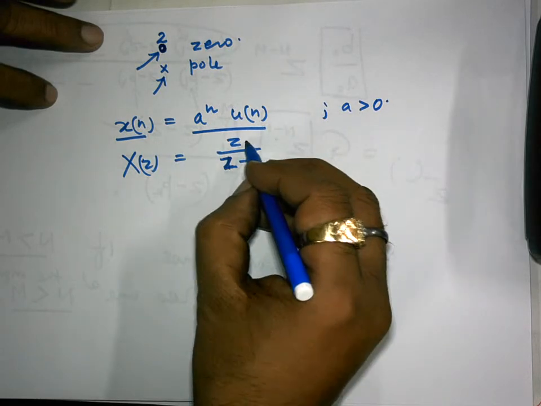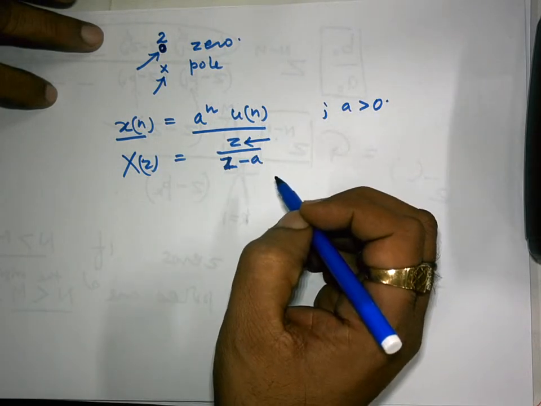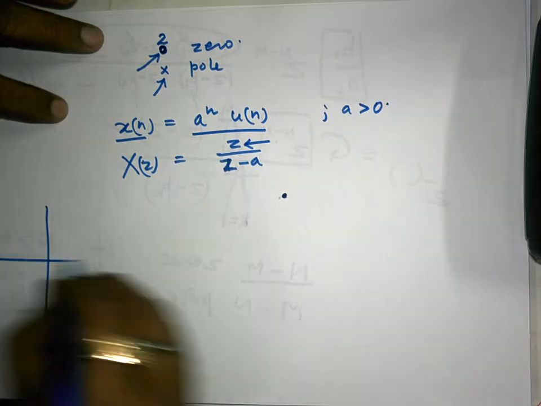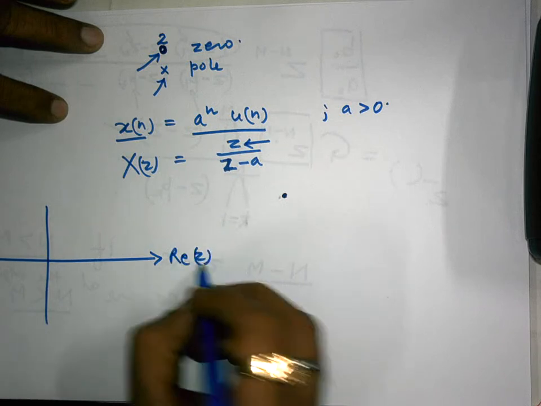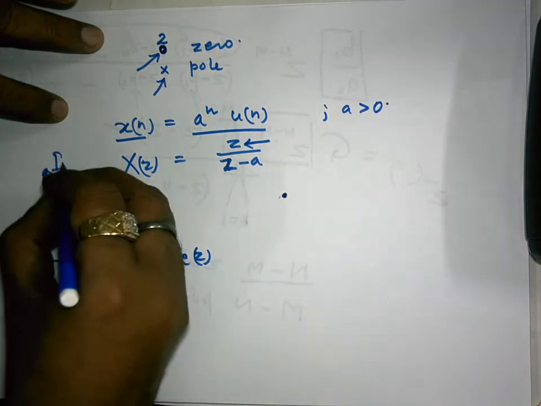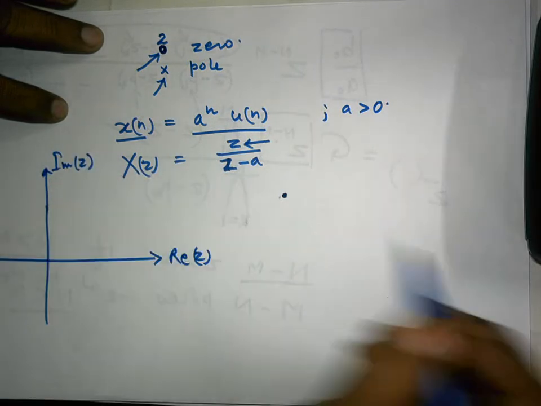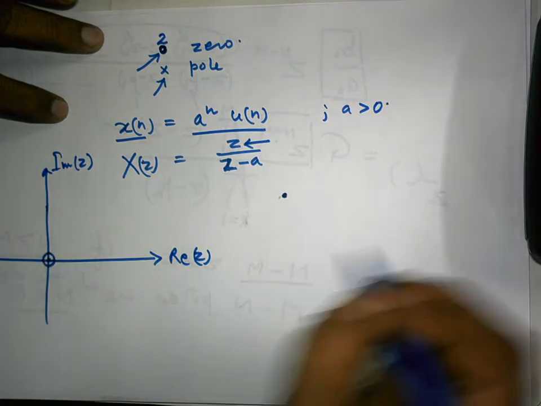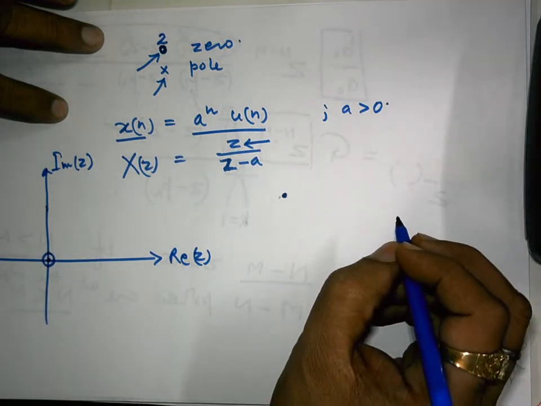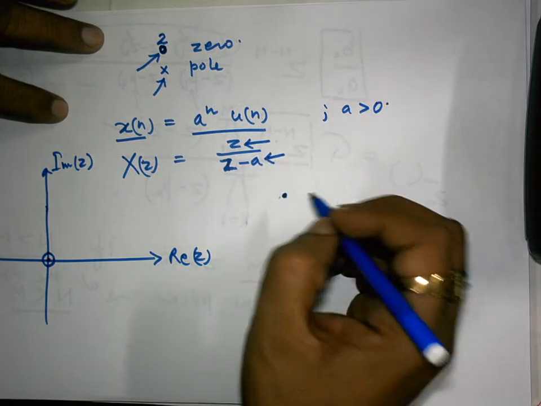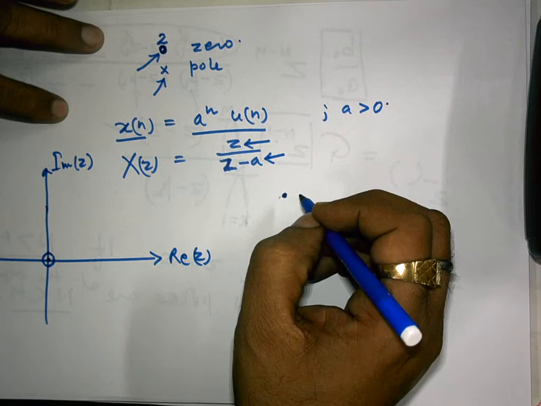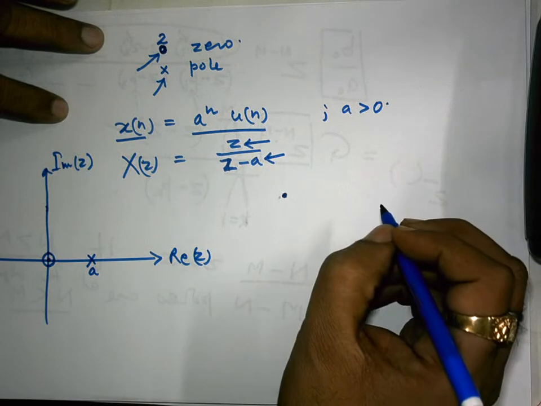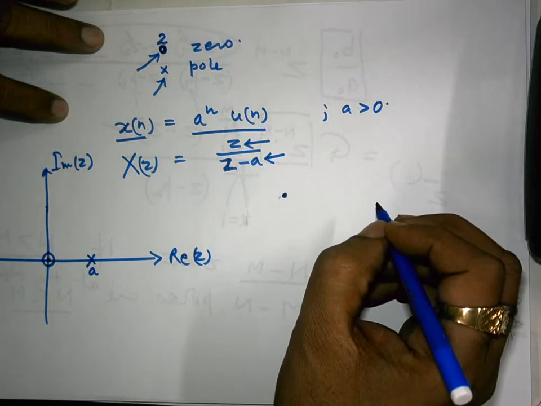So the root of this numerator polynomial is Z is equal to 0. This means if I plot the pole zero pattern in the Z plane, a zero is obtained at the origin, and a pole is obtained at Z is equal to A. Suppose A is situated somewhere here. So the pole is obtained over here.